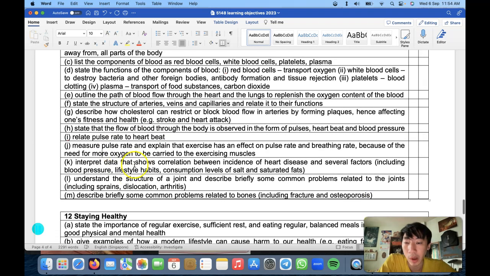Okay, how to measure pulse rate? Very simple. You just put your finger on your neck, or wherever your arteries are. And then how to explain that exercise has an effect on pulse rate and breathing rate is very simple.